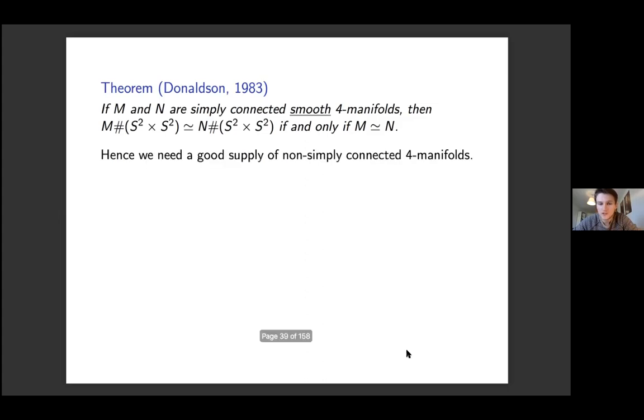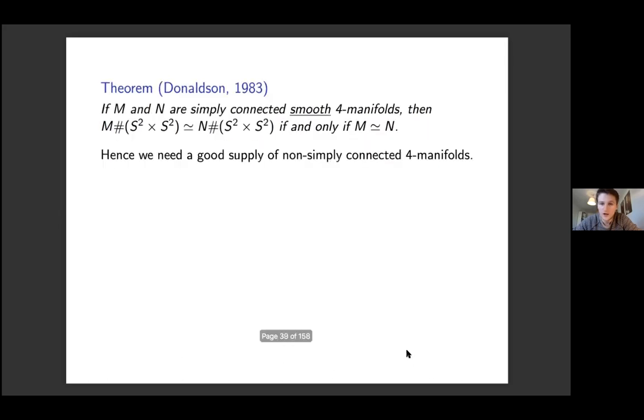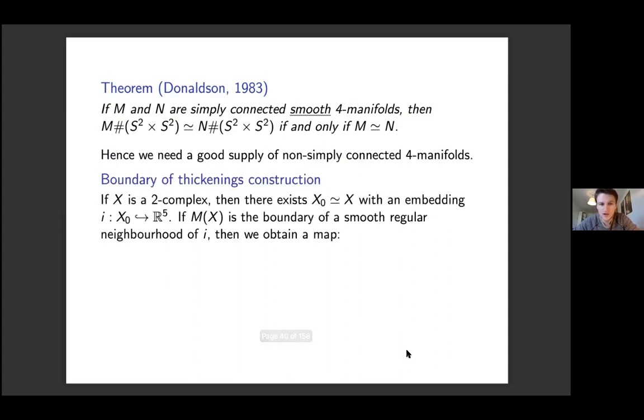Okay. So in light of this, in order to study the cancellation problem I discussed over here, we really need to focus on non-simply connected four manifolds if we're to find examples of non-cancellation, for example. So we really need a good supply of these types of manifolds. The following construction is particularly useful in constructing non-simply connected four manifolds with prescribed fundamental group and certain properties. The construction is the boundary of thickenings construction. It's often known as the doubling construction because of another interpretation.